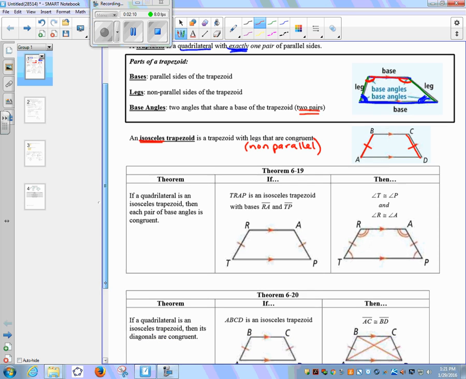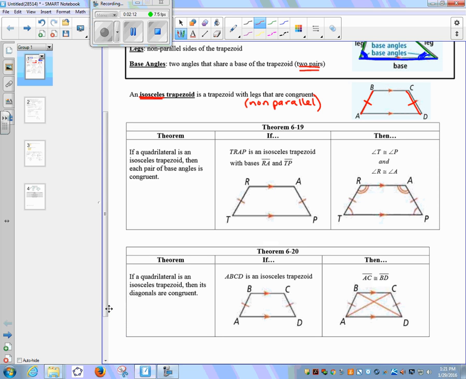When a trapezoid is isosceles, it has certain properties that aren't true of any old trapezoid. They're only true about isosceles trapezoids. So there's two theorems here that talk specifically about isosceles trapezoids. Okay, so these are all just about isosceles trapezoids. The first one, if it's an isosceles trapezoid, then the two pairs of base angles are congruent.